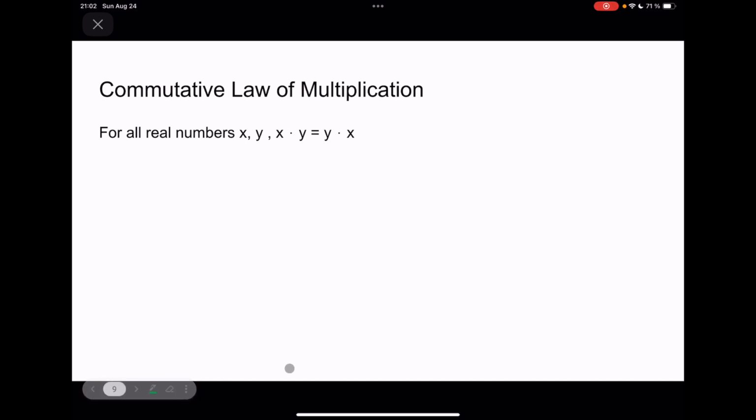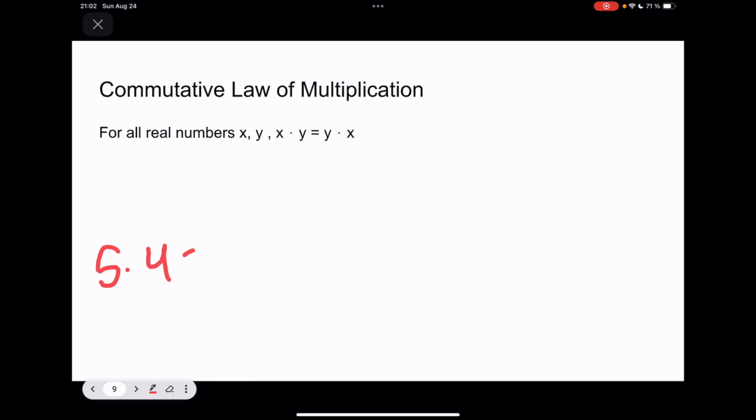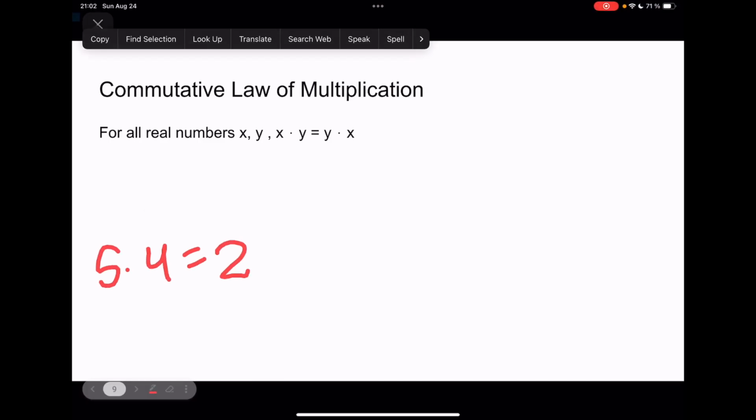This law states for all real numbers x and y, x times y equals y times x. So let's say x is 4, y is 5. 4 times 5 equals 20. And 5 times 4 also equals 20.